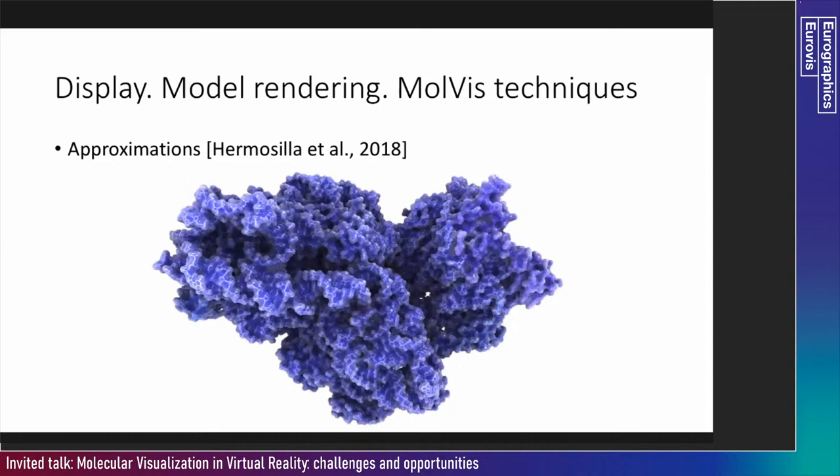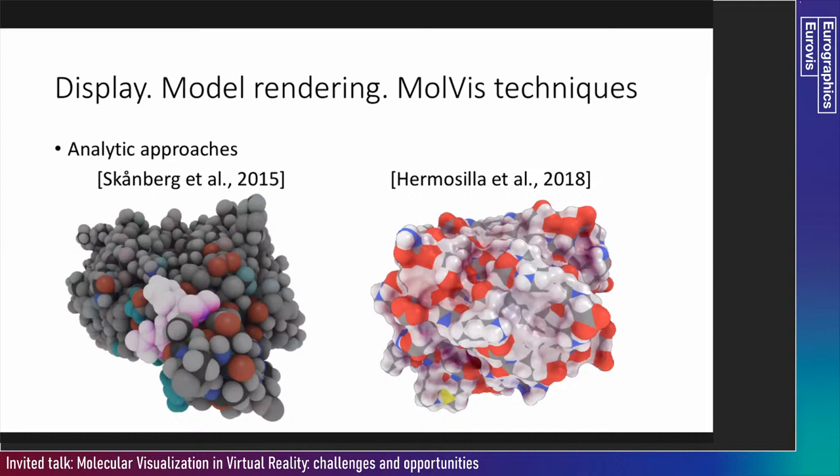Also, some other usual suspect in computer graphics is making use of approximations. In this case, for instance, Hermosilla and others were creating a good approximation to simulate some sophisticated shading effects such as translucency in these molecules, which was pretty cheap and pretty fast. In a different kind of algorithm, analytic algorithms were used in order to generate pre-computed formulas that let you simulate complex phenomena such as interreflections or ambient occlusions in real time. These two approaches by Skånberg and a follow-up later on by Hermosilla were intended to do this.